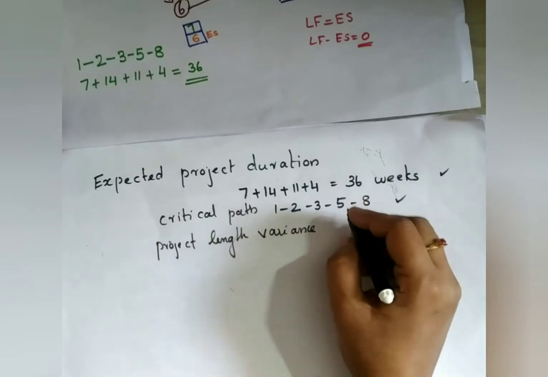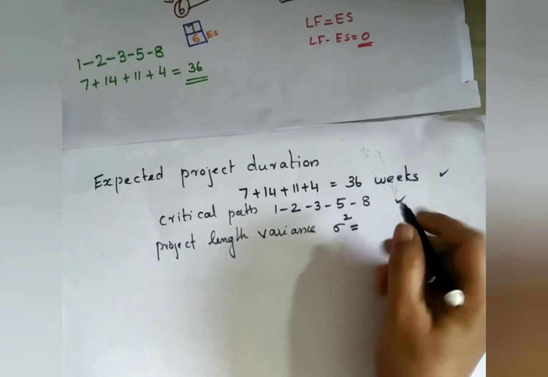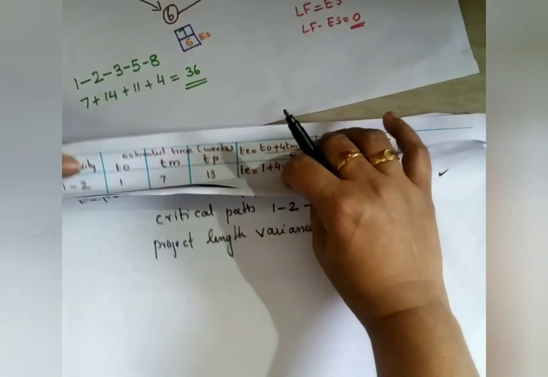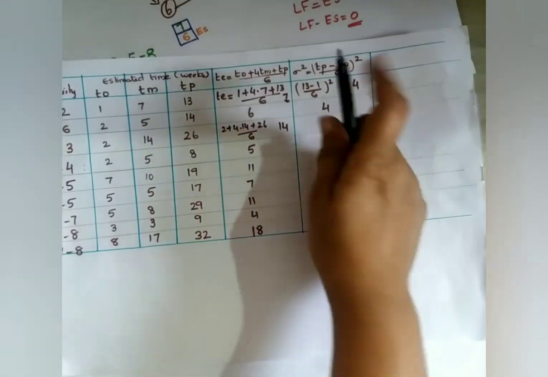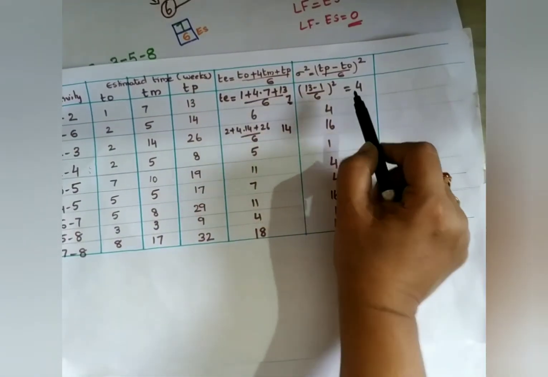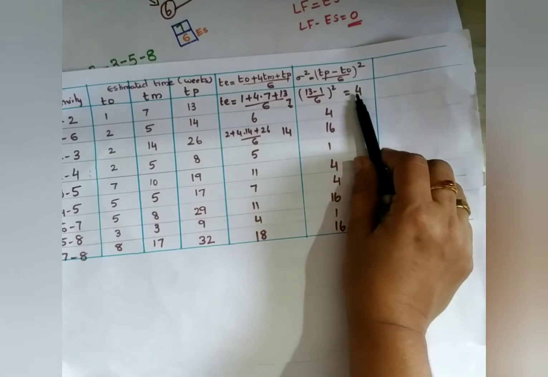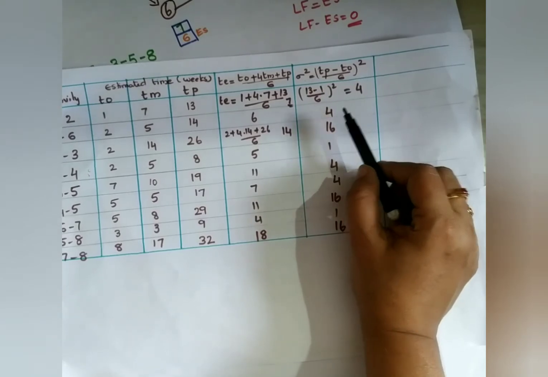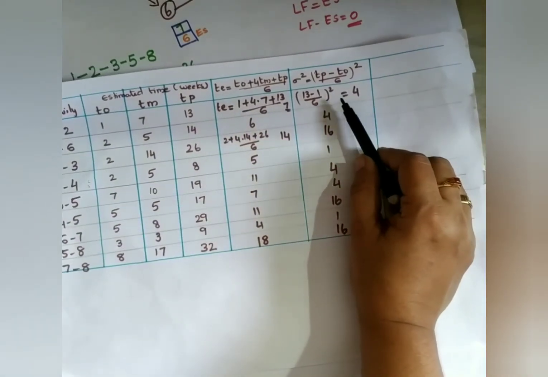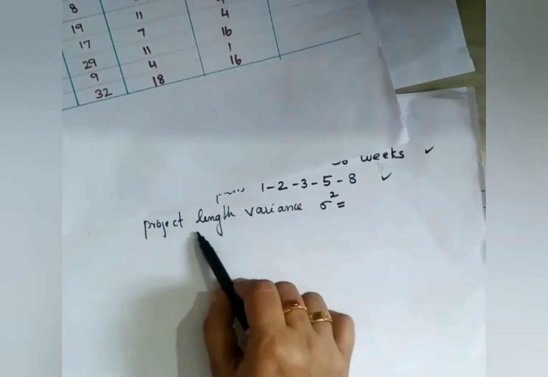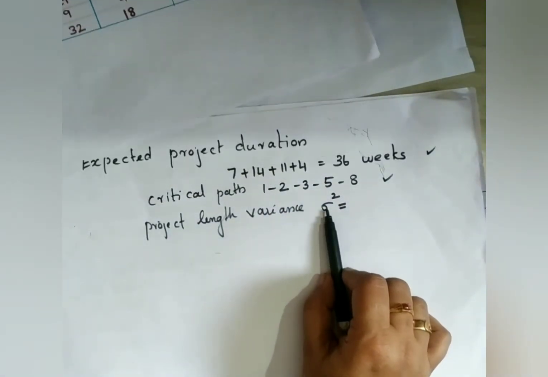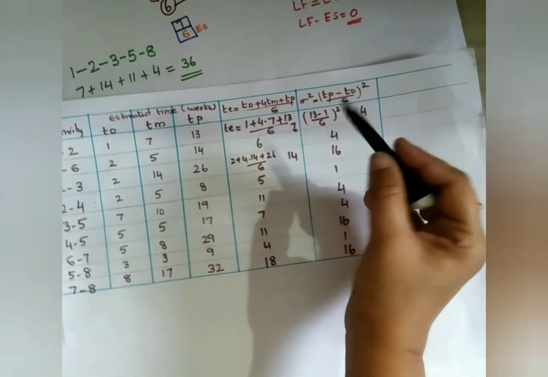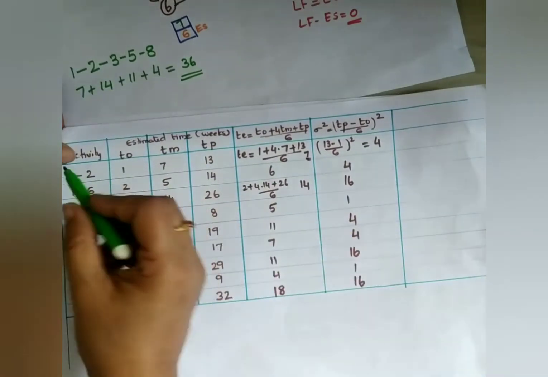Project length variance is nothing but the sigma square. So from where will you get sigma square? You already filled a table here. Add these values, that is your sigma square. Sorry, the sigma square we have to get, project length variance, is for my critical path, so which sigma squares you have to take. Okay, I will draw first, then it is easy for you.